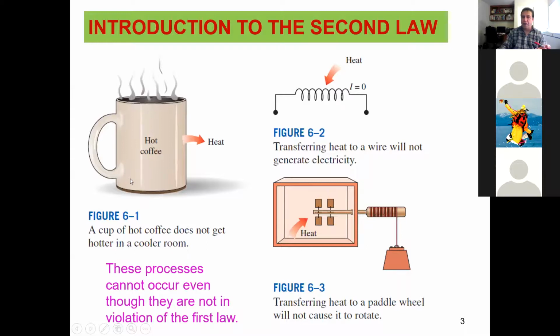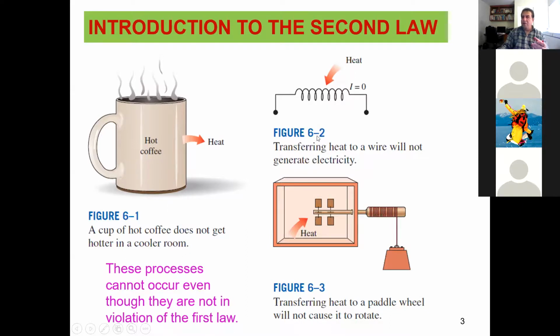See that here we have a hot coffee. A cup of hot coffee does not get hotter in a cooler room. So it transfers the heat to the surroundings. So it's not possible, correct, to warm up the hot coffee in an environment we call room temperature. These processes cannot occur even though they are not in violation of the first law, which is the conservation of energy. Energy cannot be created nor destroyed, but can be converted from one form to another.